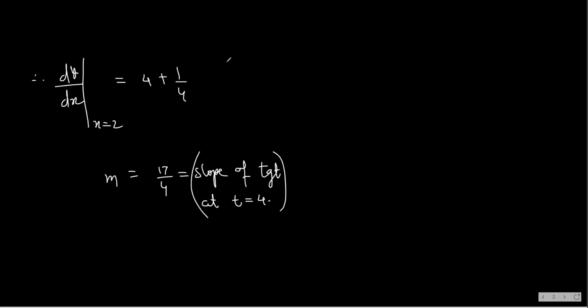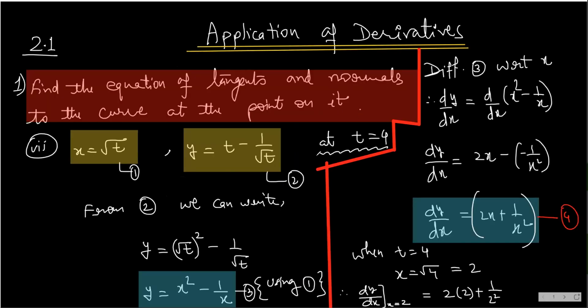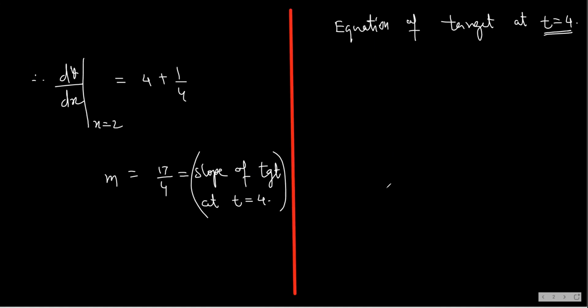What will you do next? After you got the slope of tangent, the next you find is the equation of tangent. So I write equation of tangent at t equals 4. Now see students, equation of tangent at t equals 4, but you know that if you want to find the equation of tangent, then you should have the point as x comma y.